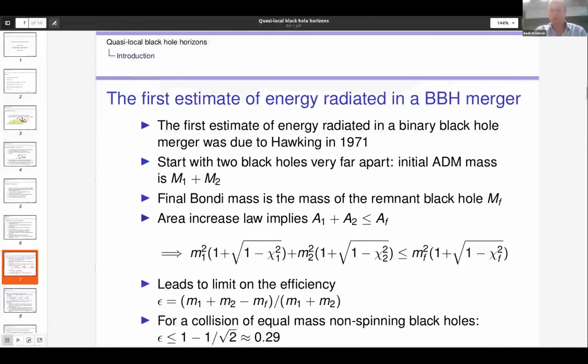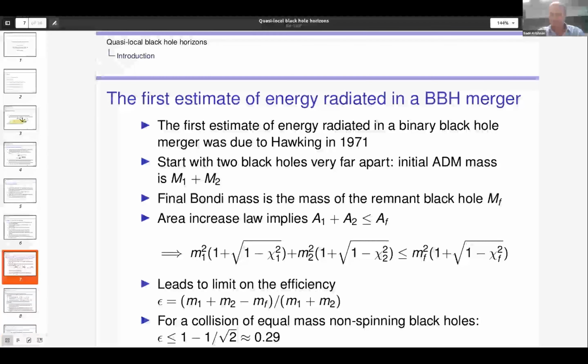Okay, so now let's go on to observational results. So in fact, this goes back to Stephen Hawking back in 1971. And the very first estimate for how much energy could be radiated in a binary black hole merger was due to Stephen Hawking. And he had the following argument. So you start with two black holes very far apart. So the initial total mass is then just M1 plus M2. The black holes are far apart, so there are no corrections from binding energy and so on and so forth. So the total ADM mass is then also the sum of the two individual masses.